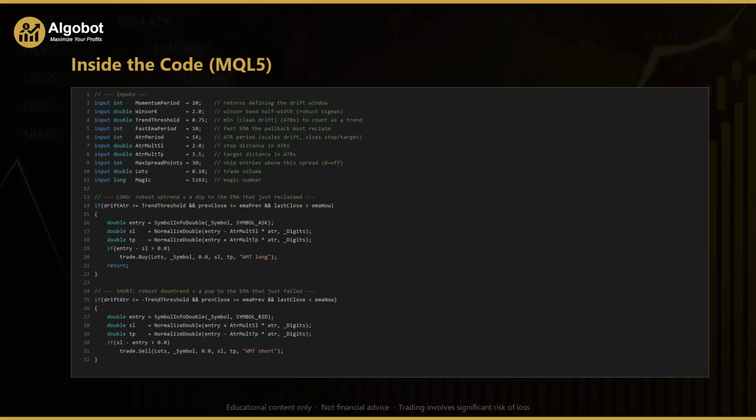Let's read the actual MetaEditor code on screen. At the top are the input parameters you can adjust in the strategy tester. The MomentumPeriod sets how many returns define the drift window. WinsorK is the half-width of the clipping band in robust sigmas. The trend threshold is the minimum clean drift, in ATRs, needed to call something a real trend.